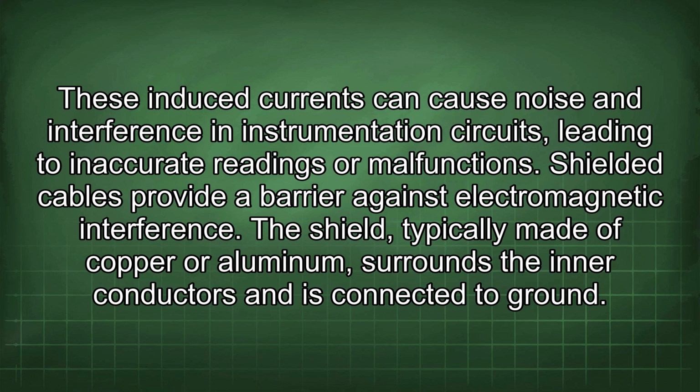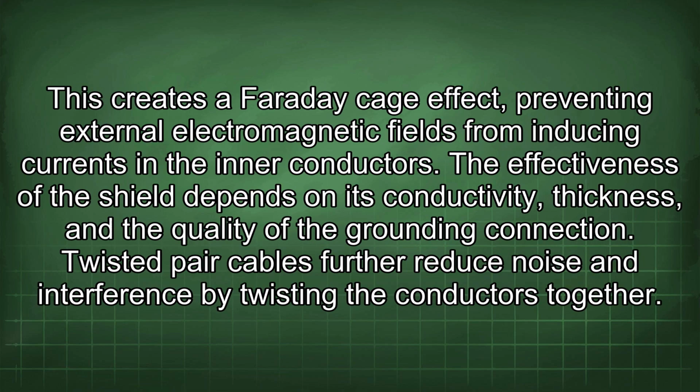Shielded cables provide a barrier against electromagnetic interference. The shield, typically made of copper or aluminum, surrounds the inner conductors and is connected to ground. This creates a Faraday cage effect, preventing external electromagnetic fields from inducing currents in the inner conductors. The effectiveness of the shield depends on its conductivity, thickness, and the quality of the grounding connection.